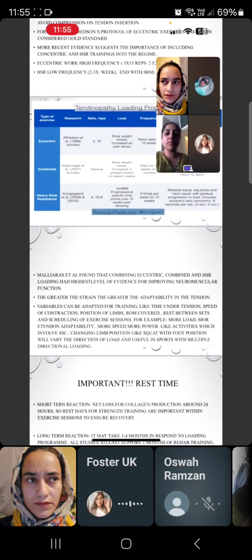ACSM also suggests 3 sets of 8 to 12 repetitions separated by 3 minutes of rest periods. Like I said, rest is important. Repeated 2 to 3 times per week.